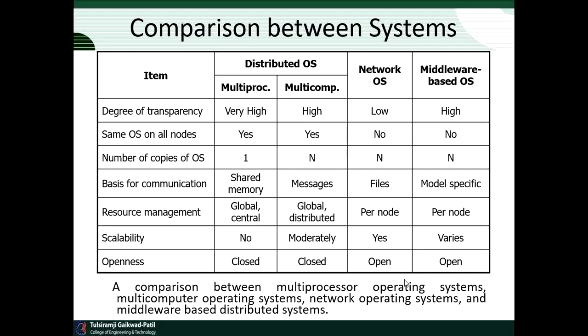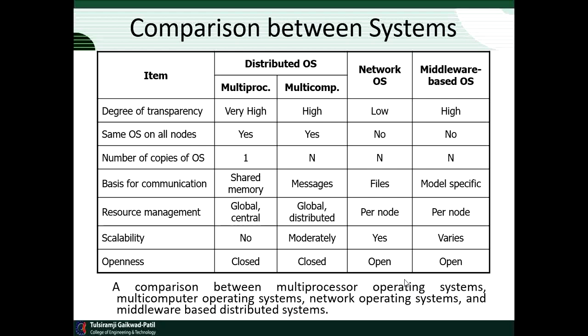Scalability of distributed OS: multiprocessor distributed OS has no scalability. Multi-computer distributed OS has moderate scalability, the network OS has scalability, and middleware based OS has varying scalability. Openness: in multiprocessor distributed operating system, openness is closed. Again, in multi-computer distributed operating system, openness is closed. The network OS has openness that is open, and middleware based OS has openness that is open.